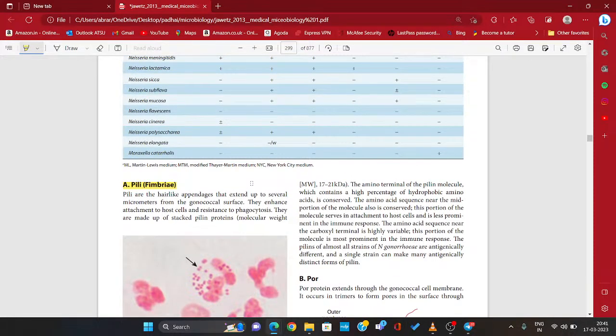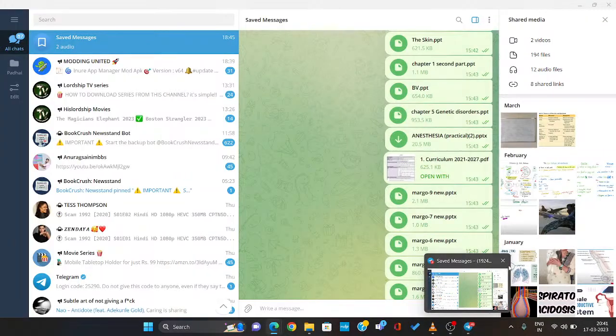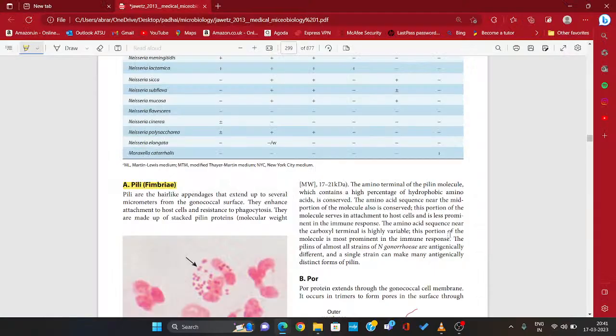The amino terminal of the pilin molecule, which contains a high percentage of hydrophobic amino acids, is conserved. The amino acid sequence near the mid portion of the molecule is also conserved. This portion of the molecule serves in attachment to host cells.